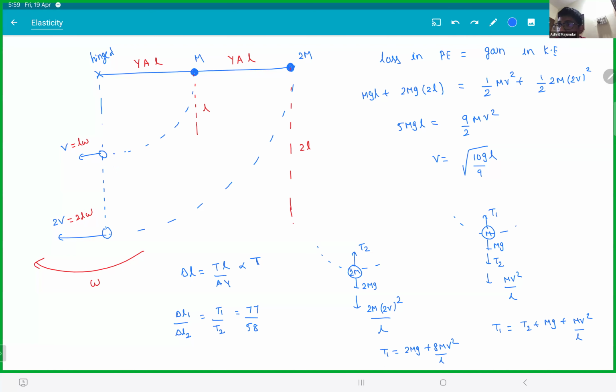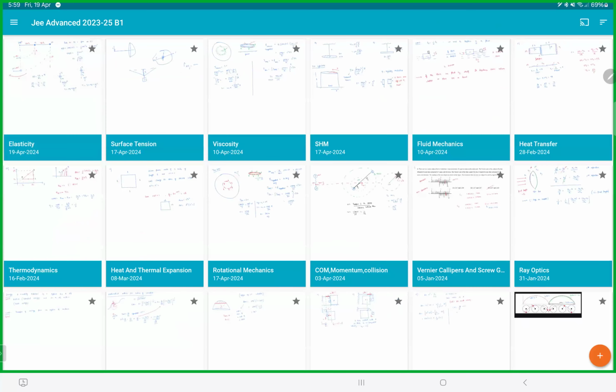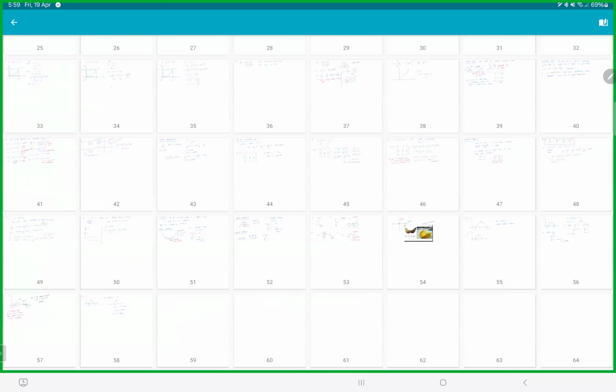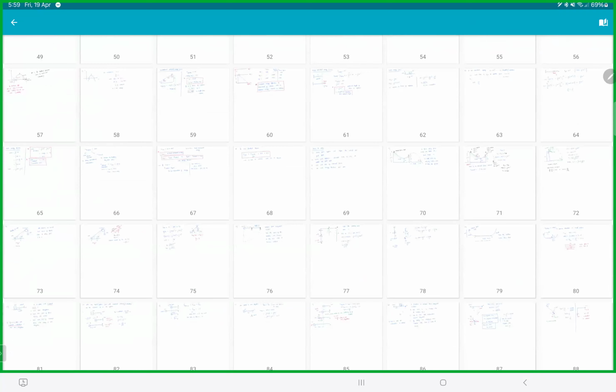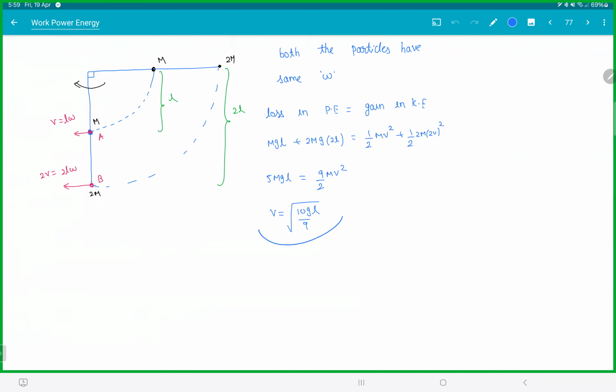Okay. You can't do that. That's why we take both the things as one system. And we have done this question in the class. That is the problem. You guys don't even remember. Question number 19, work power energy. That is the issue.